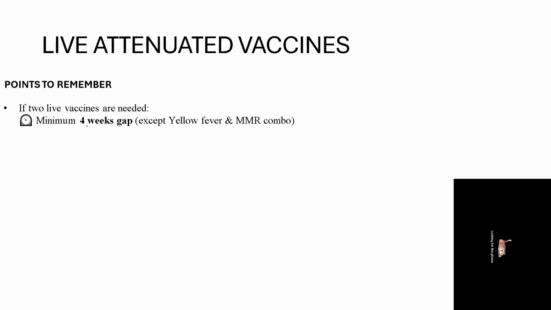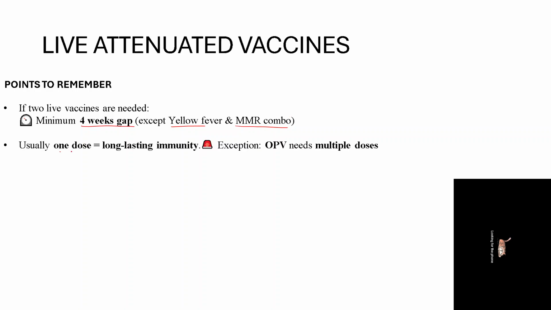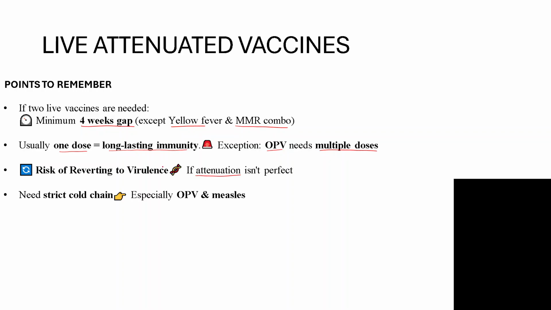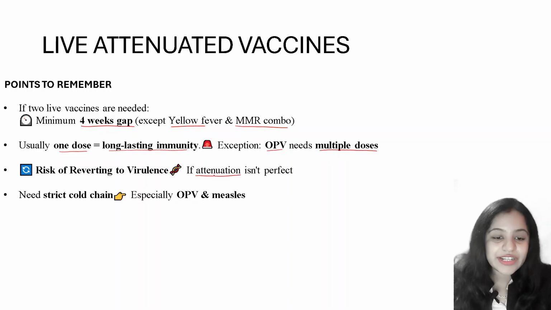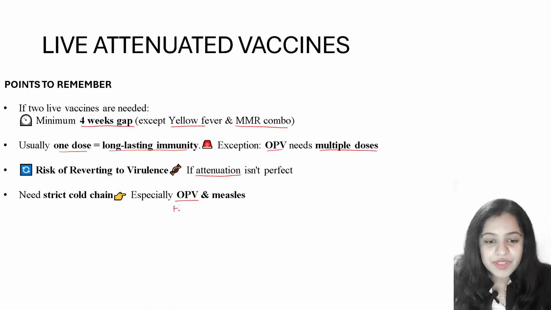If 2 live vaccines are needed, a minimum of 4 weeks gap is required, except for yellow fever and MMR combo. Usually 1 dose gives you long-lasting immunity, except your oral polio vaccine, which needs multiple doses. Remember that ad that used to come, do boond zindagi ke, it was more than 1, so multiple doses. Risk of reverting to virulence if the attenuation, that is making it weak and harmless, isn't perfect. So it can revert back to its virulent state. It needs strict cold chain, especially OPV and measles. And among these two, OPV is the most heat sensitive vaccine.